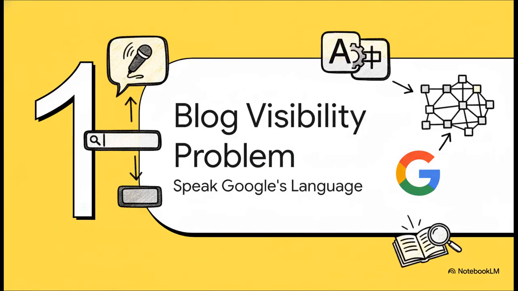Well, a lot of the time, the problem is just a simple communication barrier. Your blog is speaking one language, and Google needs a bit of a translation to really get it. Think of it like you need an interpreter. And in the SEO world, that interpreter has a name, structured data, or as we'll call it, schema.